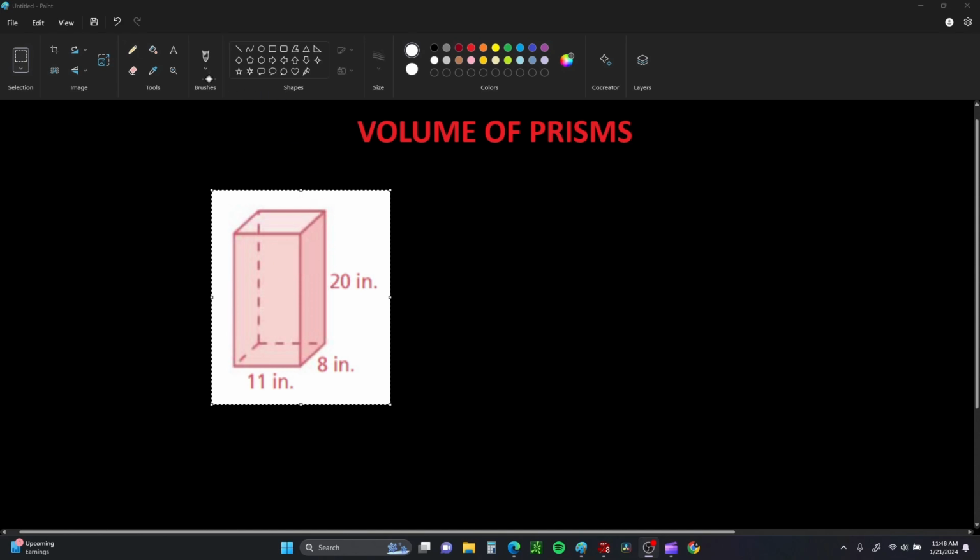So here we have a right rectangular prism, and what I'm going to do is find the area of this front face and then multiply by the depth, which is the distance between the front and the back. So the volume equals beta, which is the area of the front face, times the depth. And in this case, beta is the area of a rectangle, so I'm going to put in the formula for the area of a rectangle. The base is 11. So the base is 11 and the height is 20 for this front face. So it's going to be base times height for the rectangle times the depth.